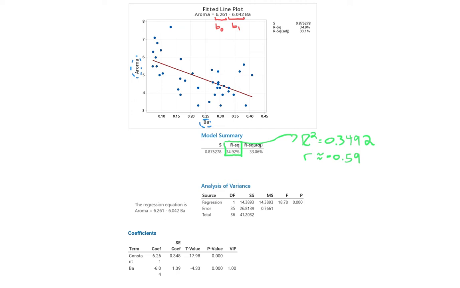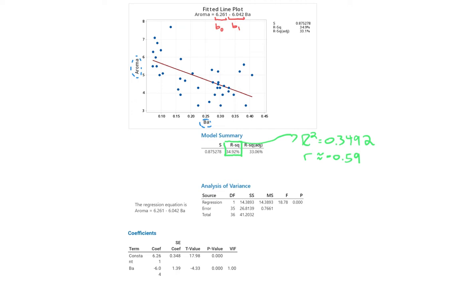So there's our r value there. And that makes sense. We have a negative relationship, and it's not particularly strong. I would call this a middling relationship. So an r of 0.59 looks pretty accurate. And here it says that about 35% of the variation in aroma is explained by the variation in the barium concentration. A couple of other things.